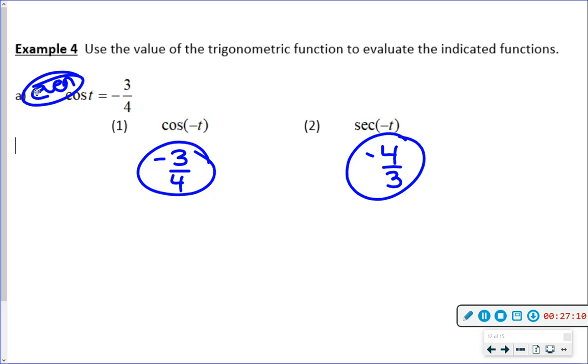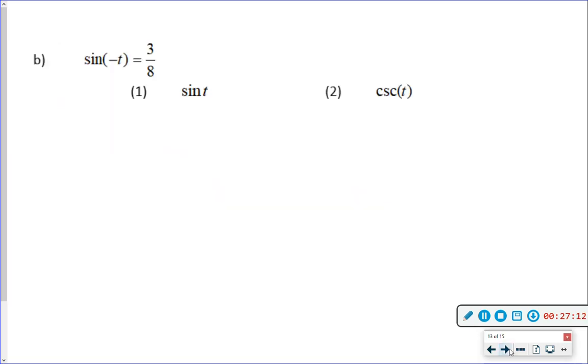Now, next one. This guy's odd. So mathematically that means you get the opposite. What is the opposite of 3/8? What is the opposite of positive 3/8? Negative.